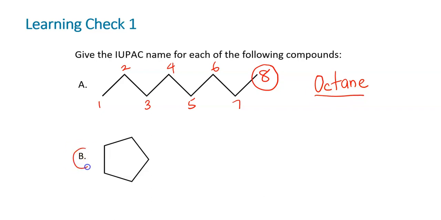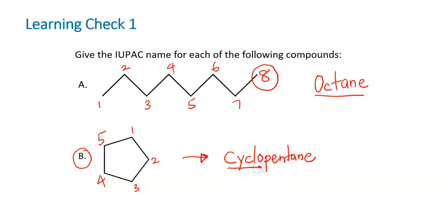So the part B, it's a cyclic compound and there are 1, 2, 3, 4, 5 corners. So the cyclic compound with 5 carbon atoms is, remember when it comes to IUPAC naming, for any cyclic compound, your name starts with the prefix cyclo. Okay? Cyclopentane.